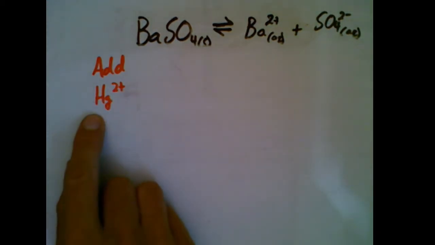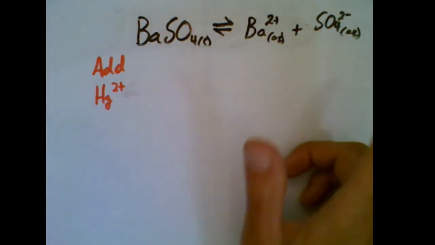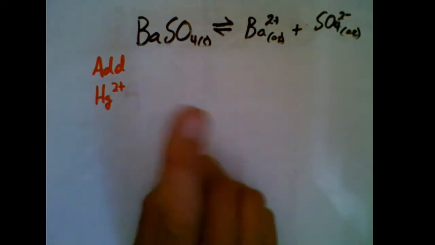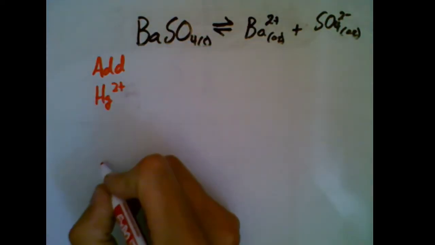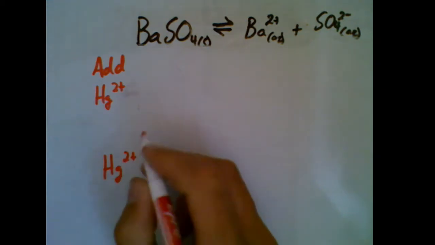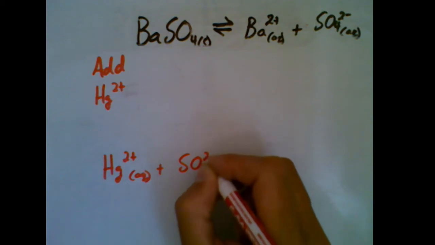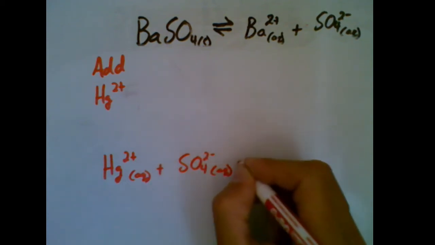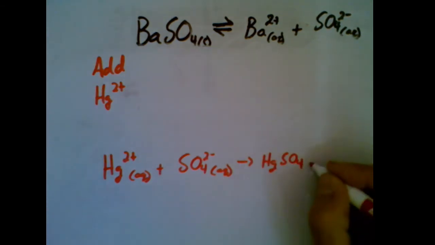Now, what you're probably realizing is there is no common ion. So you may think, well, there's no effect. But when we check our solubility table, what we see is that sulfate combined with mercury has low solubility. So what's actually going to happen here is the mercury ions in the solution that we just added are going to combine with the sulfate ions in the solution, and they're going to form into a solid mercury sulfate.